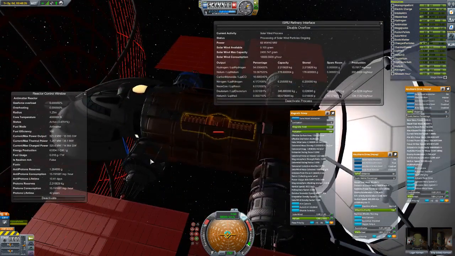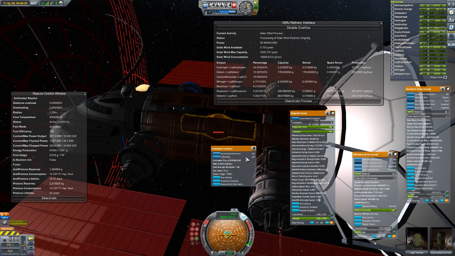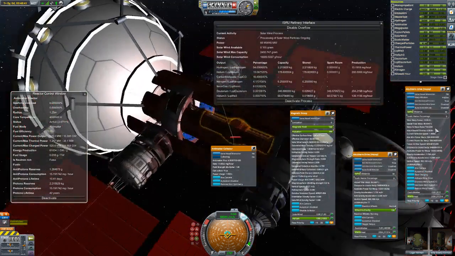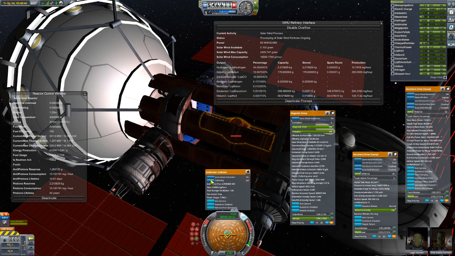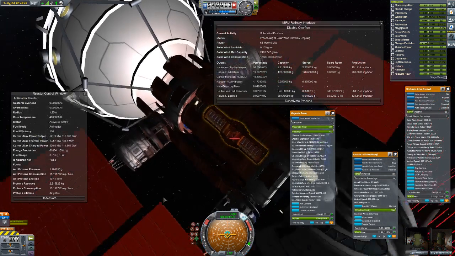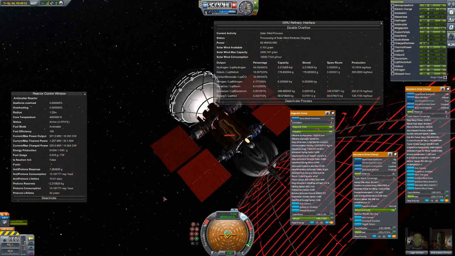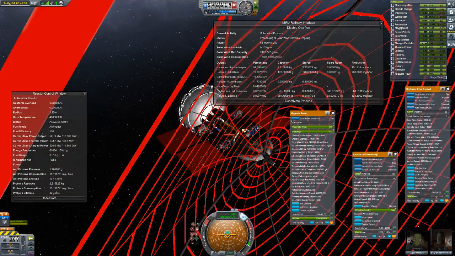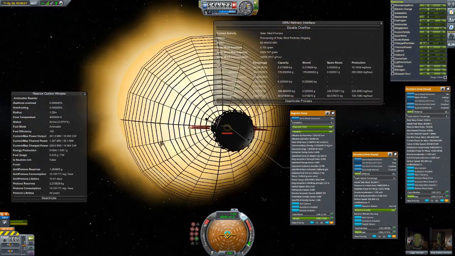Now, I did mention that we are able to collect antimatter here, so we might as well turn this on and refuel our antimatter reserves. There we go. Wow, that looks dangerous. That doesn't look happy at all. That looks hot. This could be bad. We might have to get out of here, but not yet.